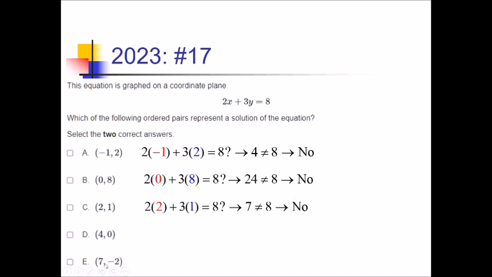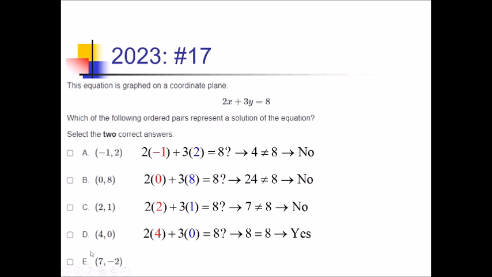So by process of elimination, if they said select the 2 correct answers, we kind of know what to expect from D and E, but just to be on the safe side, let me go ahead and test those. This will at least tell me if I made a mistake earlier on. So we've got 2 times 4 plus 3 times 0. 2 times 4 is 8. 3 times 0 is gone. So we have 8 does equal 8. So that is a yes. That's one of our answers.